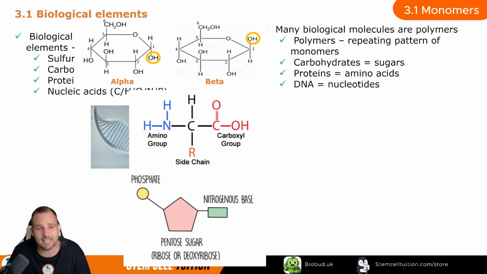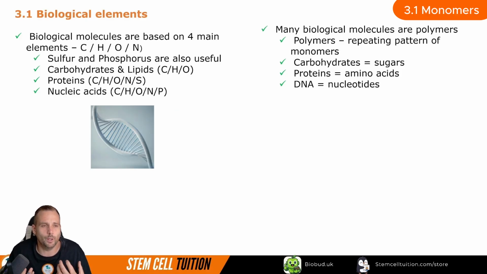We also need to be aware of the elements, and what decides what each of the biological molecules is really the ratio of those elements. So all biological molecules are built on the building blocks of carbon, hydrogen, and oxygen. Pretty much everything has to have those things. Organic chemistry really looks at carbon-based things. Now, the difference is nucleic acids are going to have nitrogen and phosphorus.